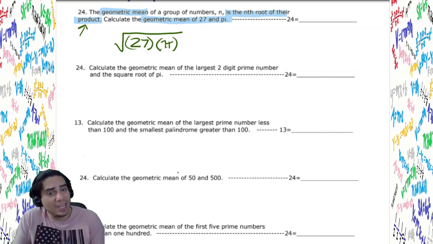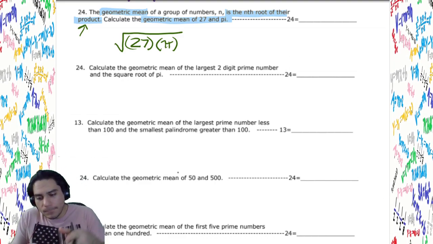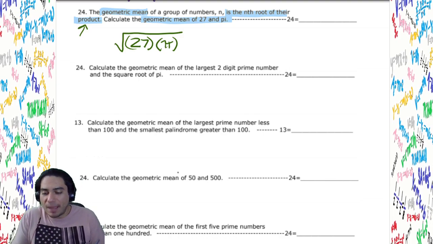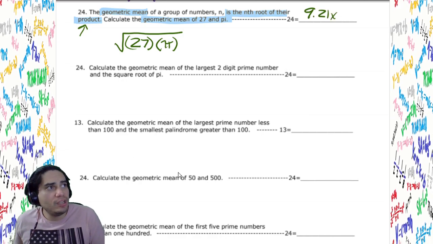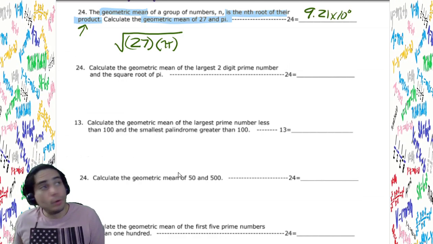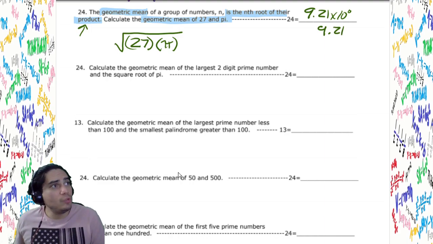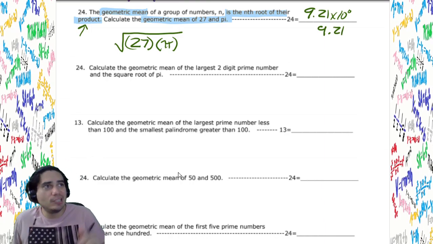We're going to do 27 enter, yellow pi, multiply, and then square root that bad boy. And we end up with 9.21 times 10 to the 0, or better yet, 9.21. Easy work. All right, let's keep it going.